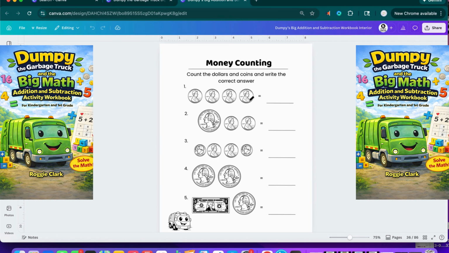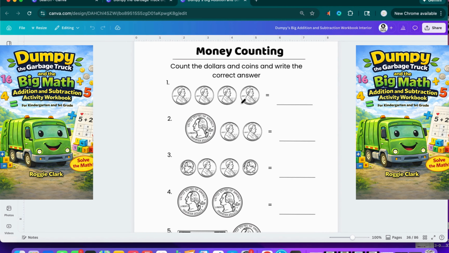First thing I like to do when I'm counting coins, so it says count the dollars and coins and write the correct answer. The first thing I like to do is figure out what coins I'm dealing with. Looking at this, I first think, who's on here? That kind of looks like Abraham Lincoln. So I'm going to draw AL to tell me that that's Abraham Lincoln on here.